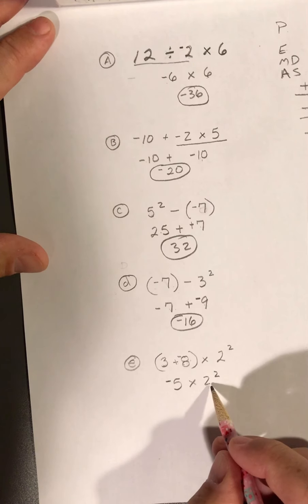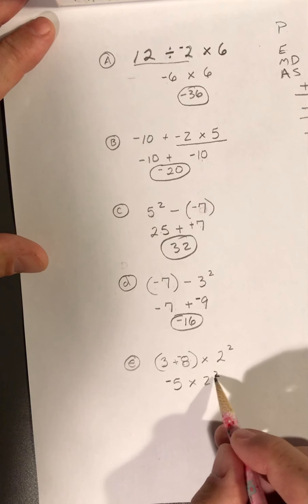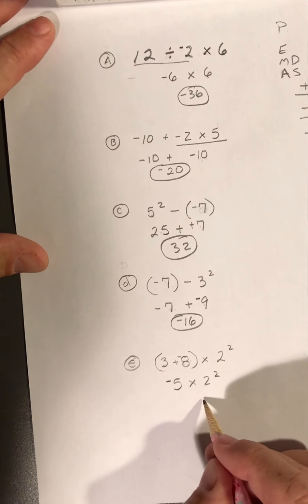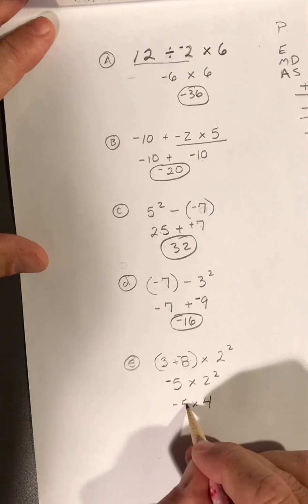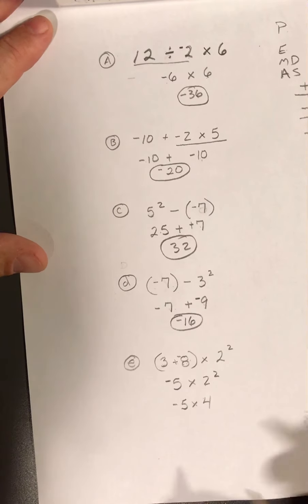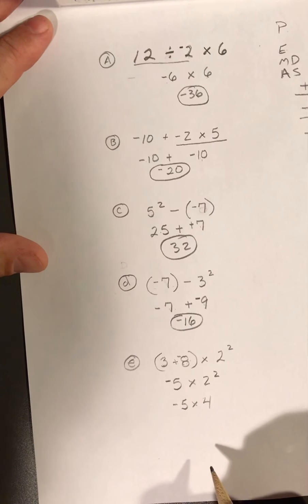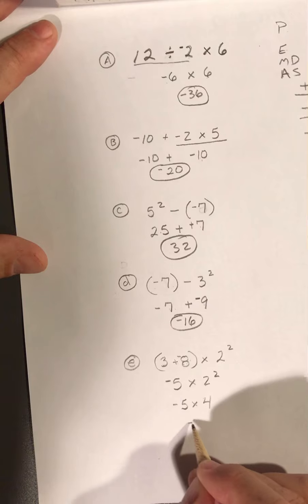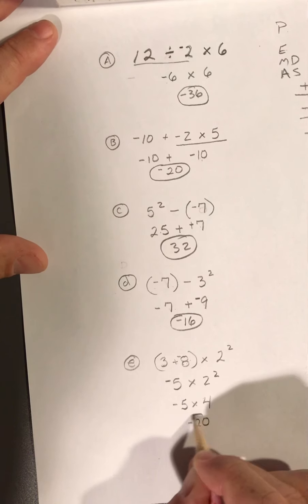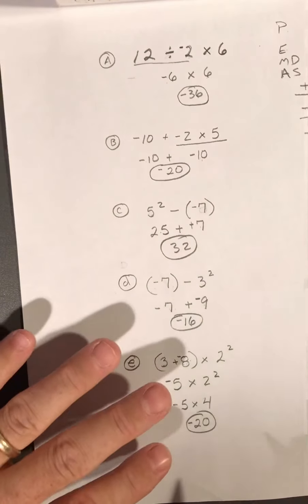Now I'm going to go on to my exponents. That's second in PEMDAS. 2 squared, the same as 2 times 2, is 4. Bring everything else down. I only have a multiplication left, and a negative times a positive, according to my chart, is negative. So -20 is my final answer.